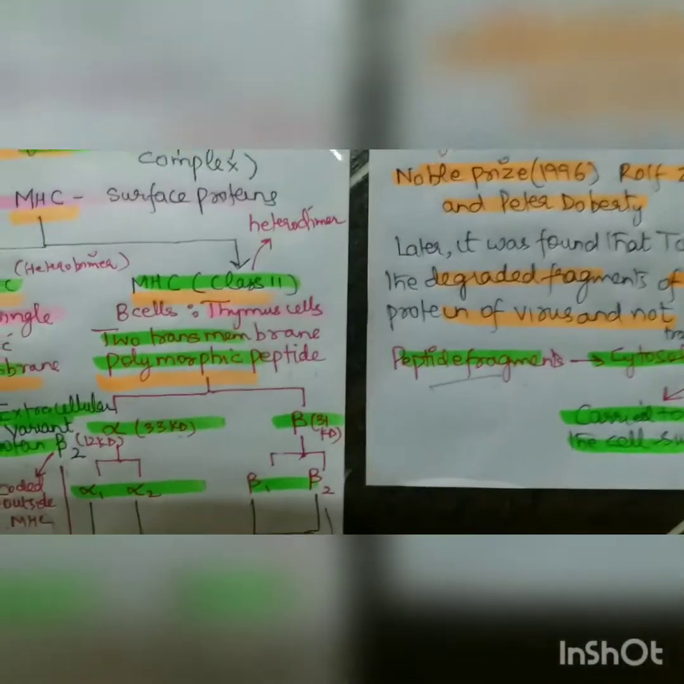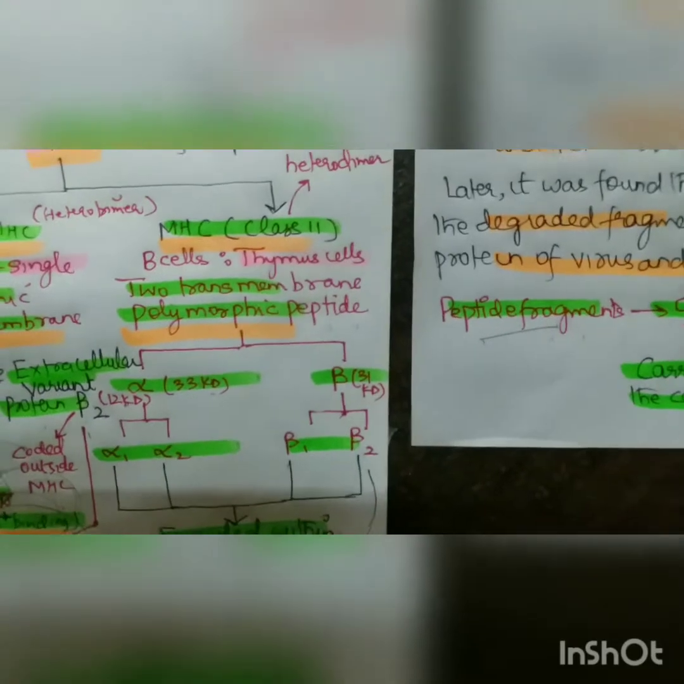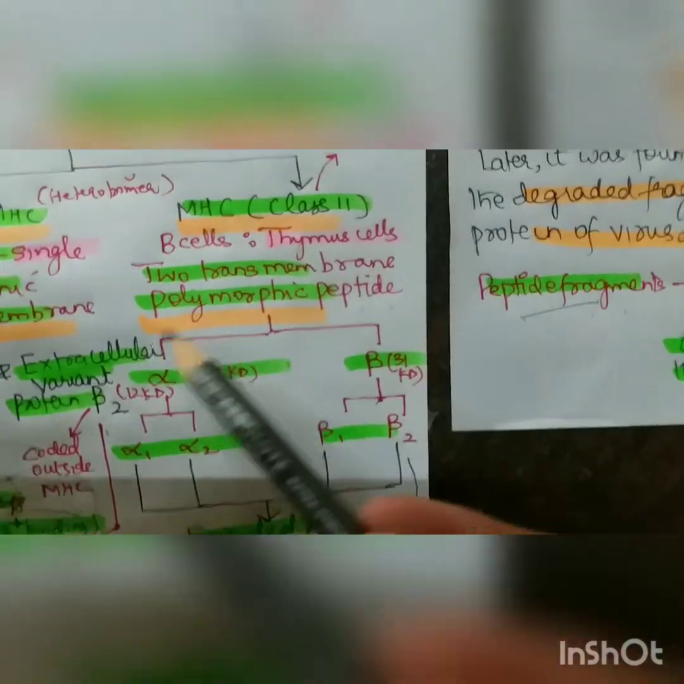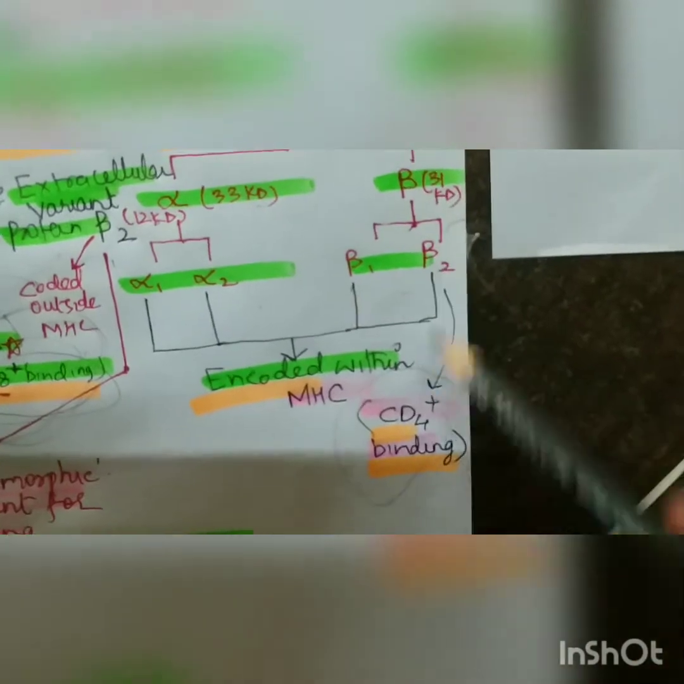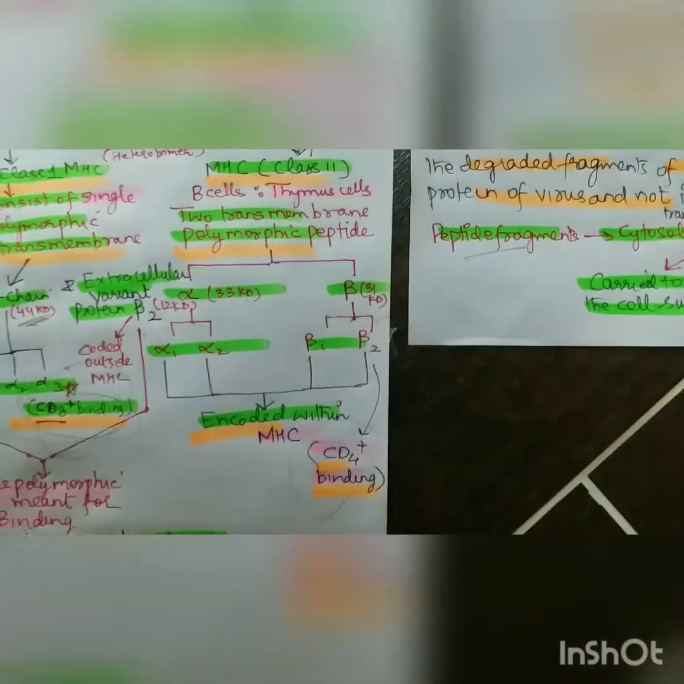Whereas MHC2, which has two polymorphic peptides, alpha and beta. This is 12 kD and this is 31 kD. It is divided into alpha 1 and alpha 2 and beta 1 and beta 2. Right? It is beta 2 where the CD4 is attached. So in case of MHC2, it is CD4, whereas in case of MHC1, it is CD8.